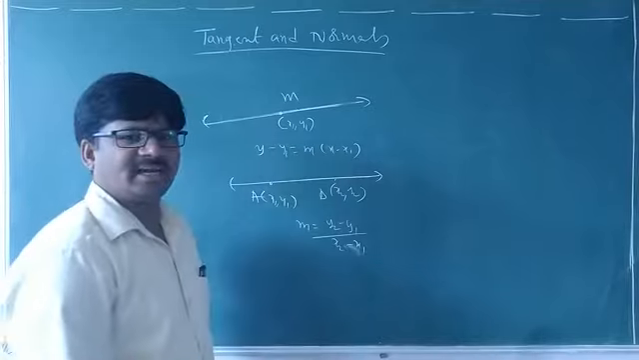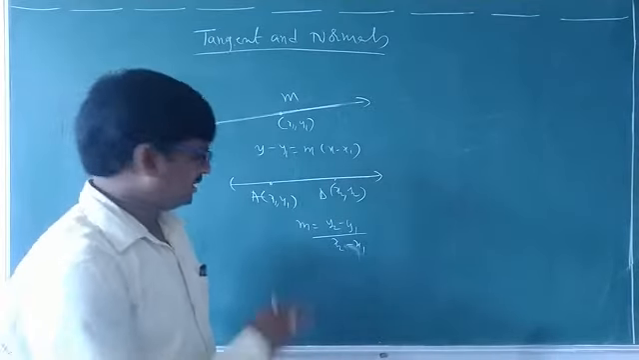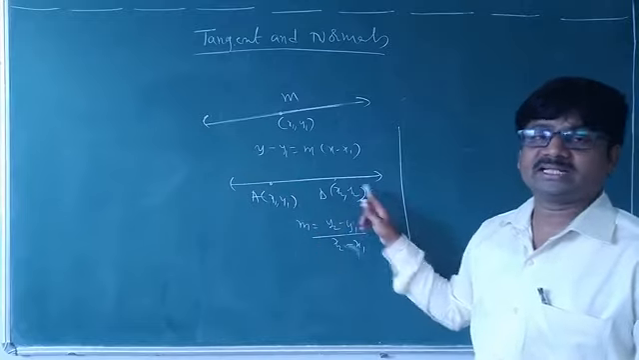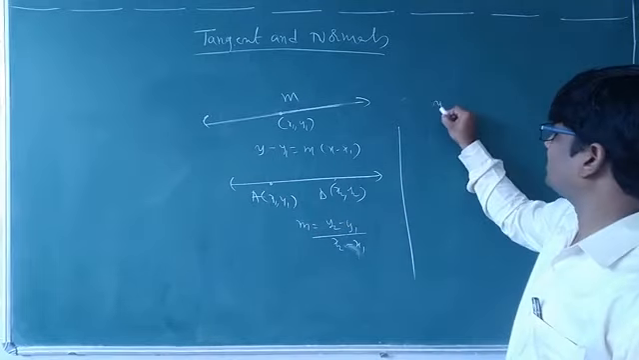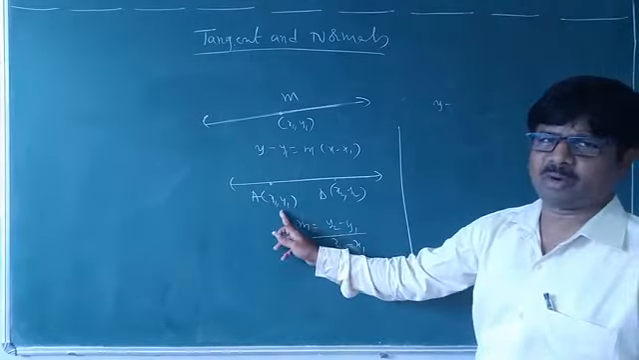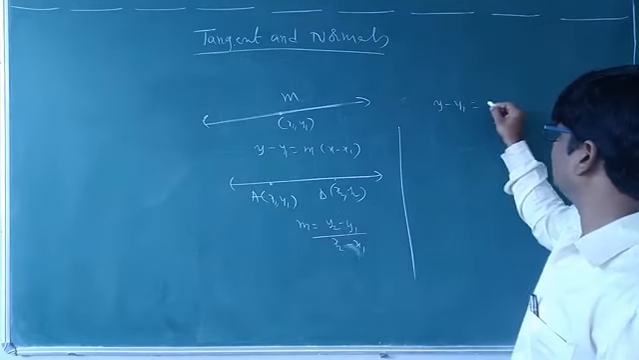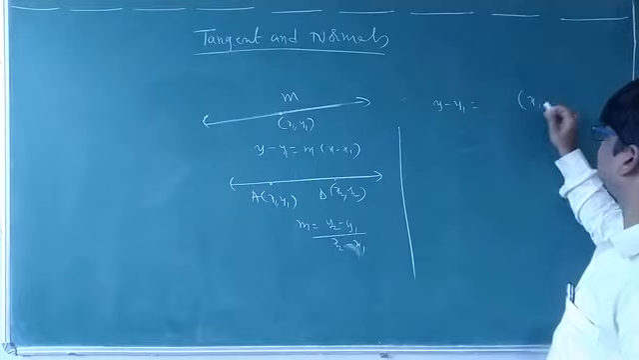y2 minus y1 by x2 minus x1. Whenever you have the slope, take any one point and find the straight line equation. Actually, what is the straight line equation? Y minus y1, here I am taking this first point (x1, y1), is equal to m into x minus x1.